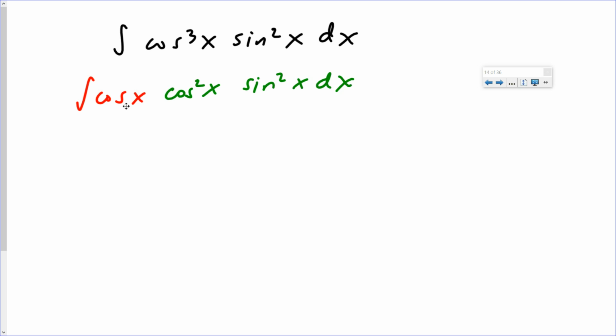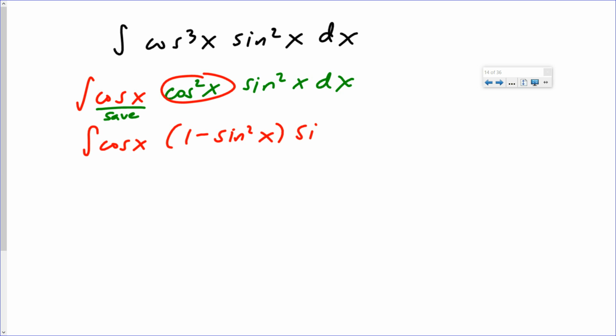Okay, now this is a cosine I want to save. So let me just write save here. Save that one. Everything else I want to change to sine. If I saved a cosine, I want to change everything else to sine. If I save the sine, then you're going to change everything to cosine. All right? So I'm going to change this to sine, and you're going to use the Pythagorean identity to change it. So that's 1 minus sine squared x times sine squared x dx. Okay? Everybody good so far?